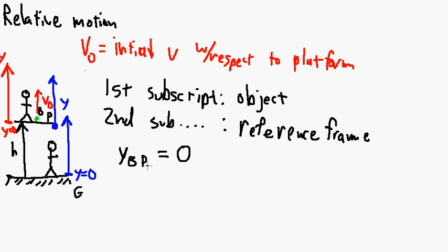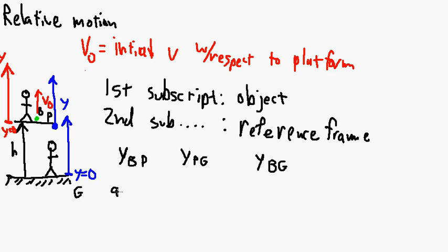And I'm going to put a little 0 on there for initial, but you get the idea. In fact, I'm just going to take this out and do this. So YBP means Y of the ball in the platform frame, and then YPG is the position of the platform in the ground frame, and then YBG is the position of the ball in the ground frame.